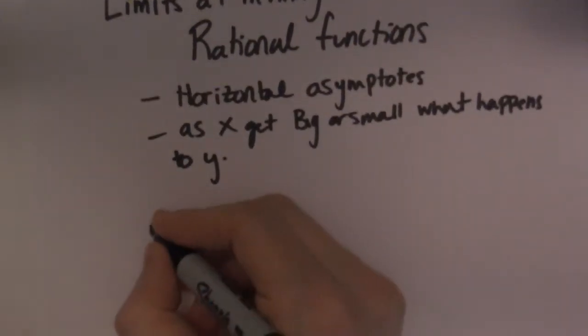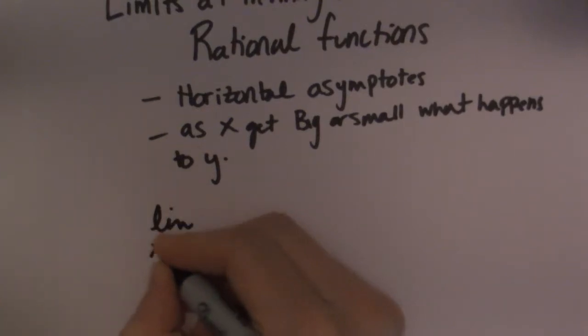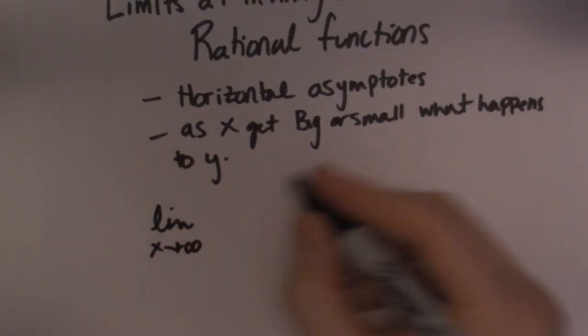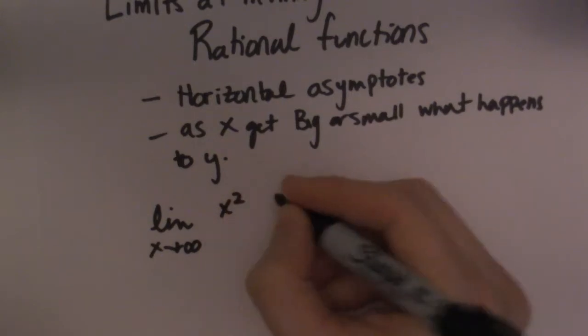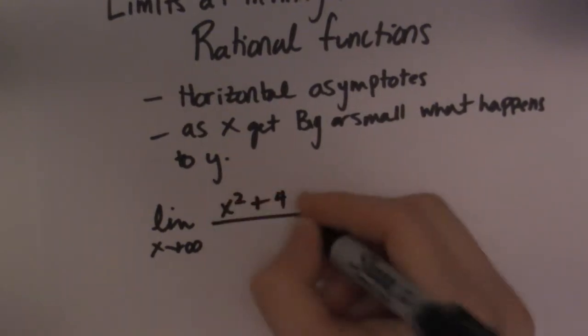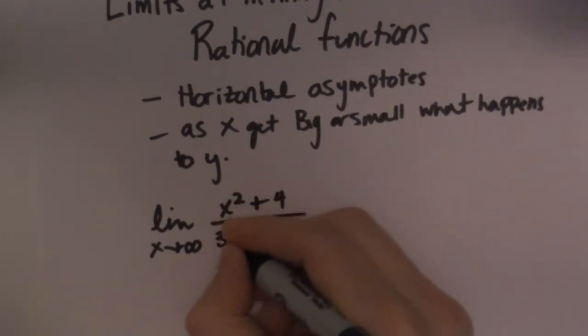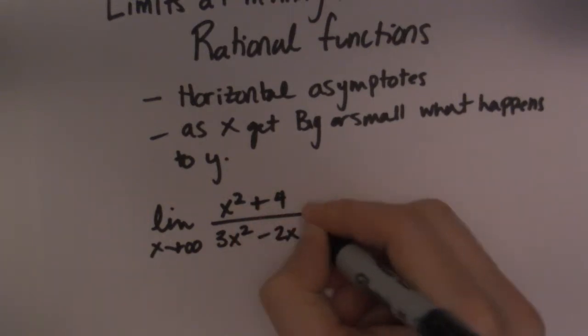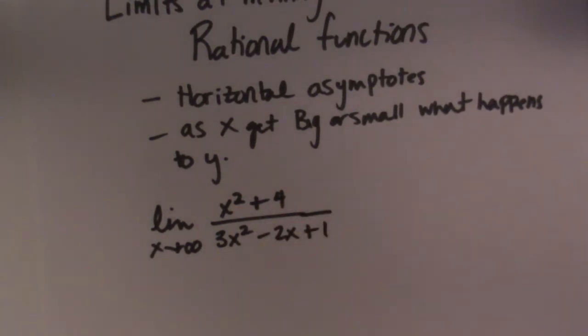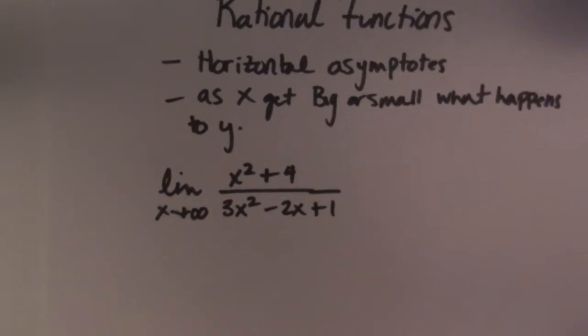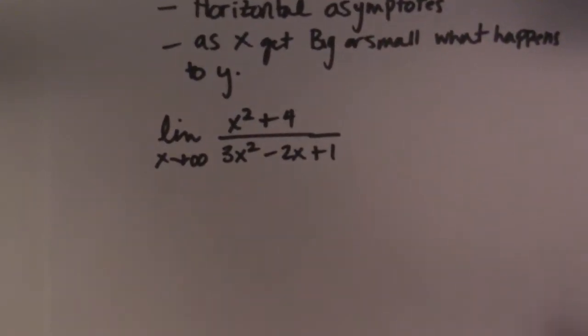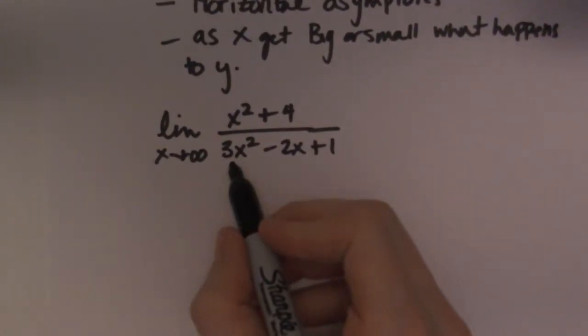So let's say we have a limit, and we want to look at it as x goes to infinity. And let's just start with a quadratic over a quadratic. So I have x plus 4 all over 3x squared minus 2x plus 1. So the procedure is, you divide everything by the highest power in the denominator.